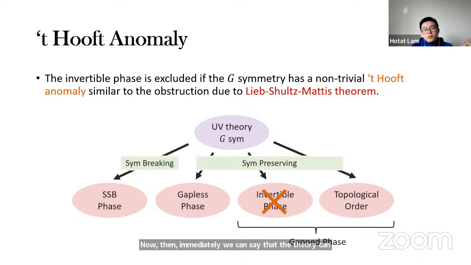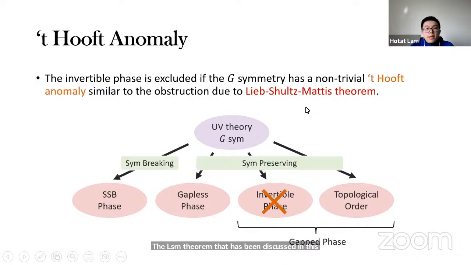The reason is that topology is preserved along a renormalization group flow, and the invertible phase always has trivial anomalies. So there's no way for an invertible phase to reproduce, or match, the topology of the UV theory. This gives us a no-go theorem, and this kind of theorem is very similar in spirit to the LSM theorems that have been discussed in the condensed matter literature.